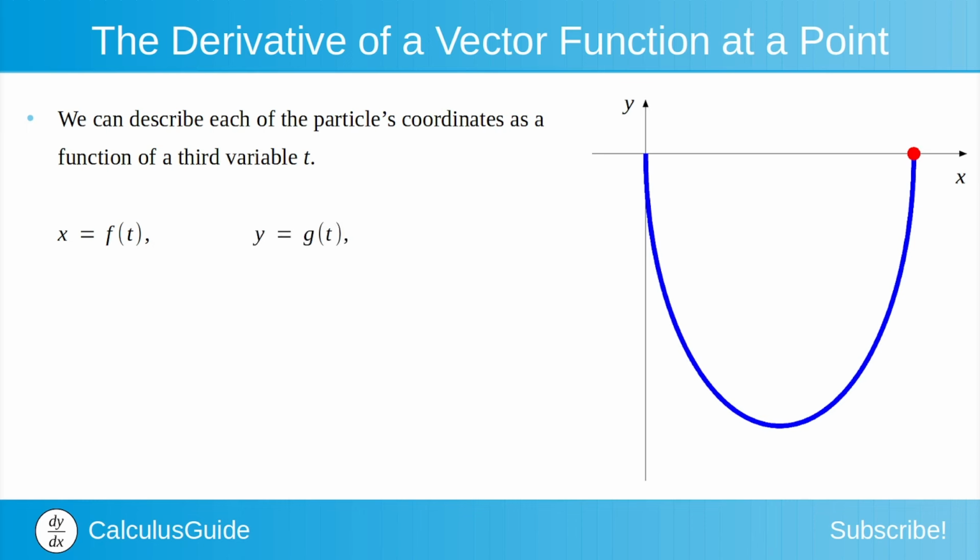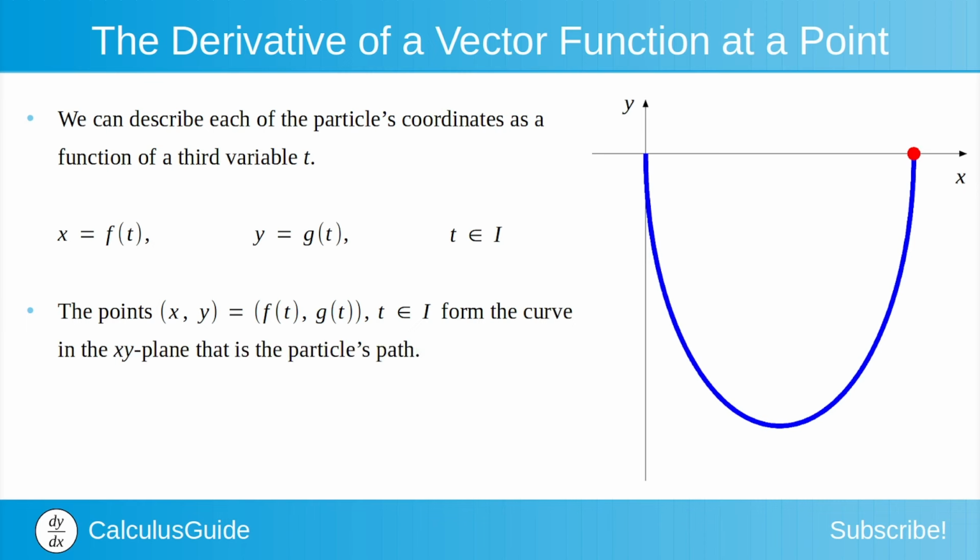And we can describe the particle's position on the y-axis as a function of time using the equation y equals g of t, for values of time t on the time interval I. The points (x, y) equal to (f of t, g of t) for values of time t on the interval I form the curve in the xy plane that is the particle's path. We can describe the particle's position at time t as the point P.